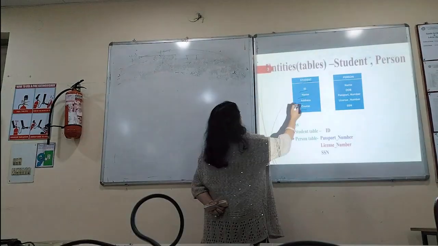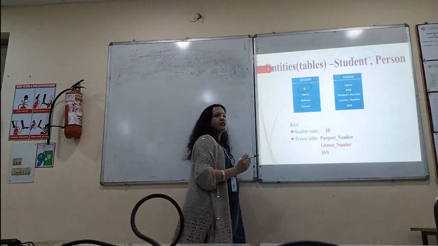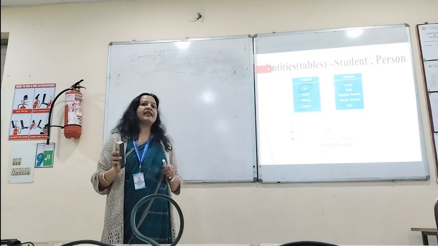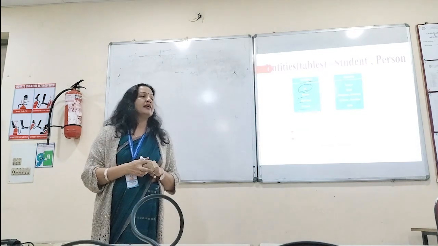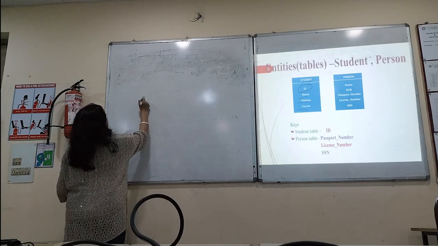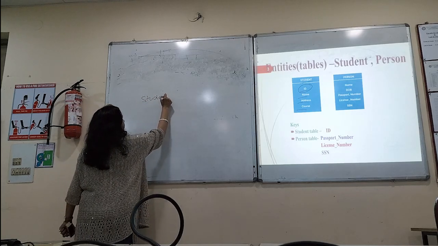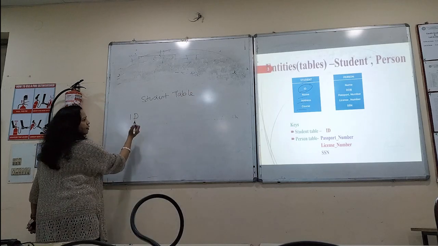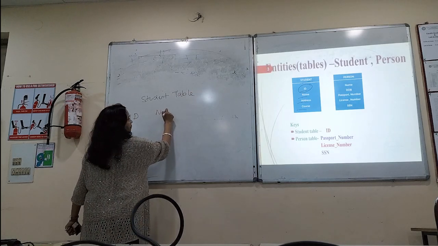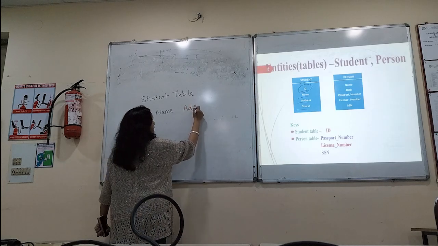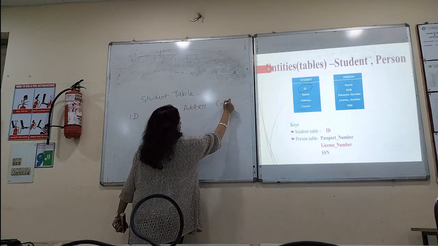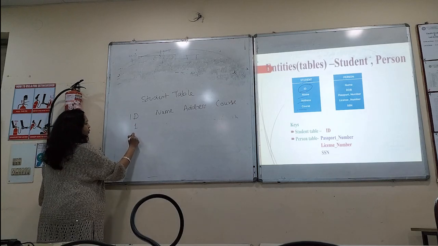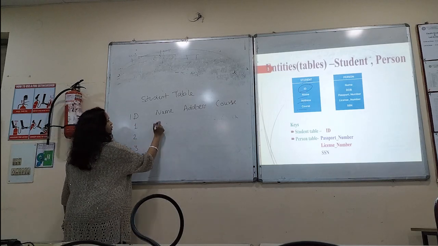So you can see we can have only one ID for a student. No student can have multiple IDs and no ID can be used for multiple students. I will take an example. Suppose this is a student table. I have got these attributes: ID, name, address, and course. I give some arbitrary values to these. Suppose I take ID 1, 2, 3.